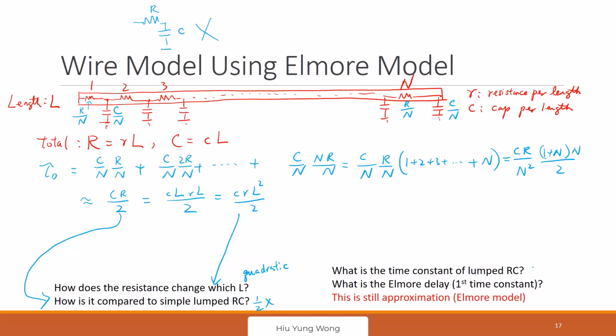If you treat it as a lump, it is 0.69 RC. But now with this time constant, the time constant RC is now RC divided by 2. It's shorter, right? So by taking the distribution into account, it looks better. But remember, the most important thing is it goes up quadratically with your wire length.